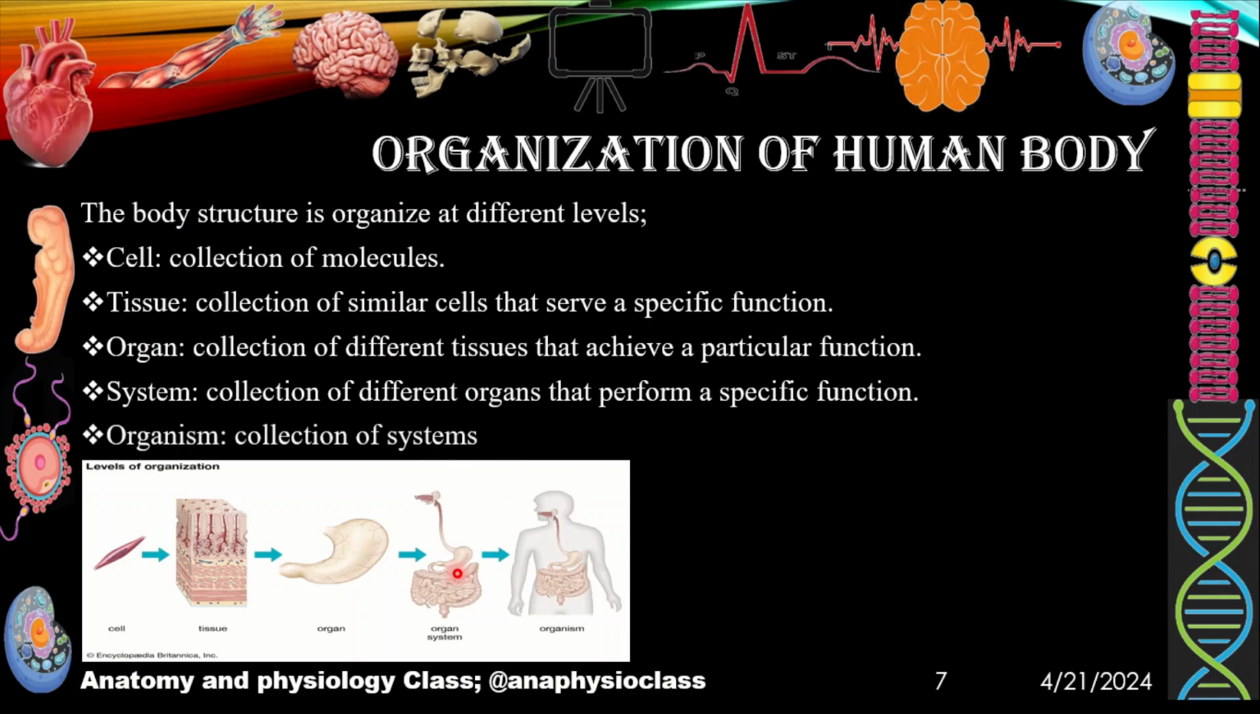So different systems also combine to form an organism. In the organization of the human body, we have chemicals, cells, tissues, organs, systems, and organism. An organism is the collection of different systems. We have the respiratory system, digestive system, urinary system, nervous system, and the remaining systems. They are the ones that combine together to form an organism.